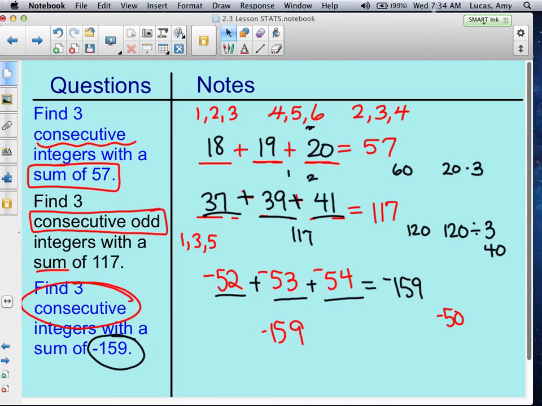Because there are three numbers, I'm always looking at dividing this number by 3, or asking myself what number times 3 would be close to that number. So that will get you in the ballpark range.